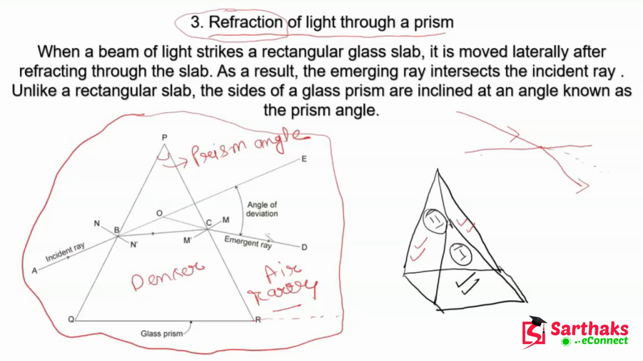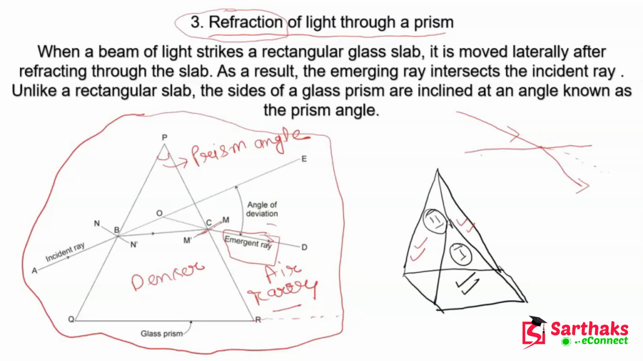And this ray is called the emergent ray. This is the incident ray and this is the emergent ray, which is emerging out. And this is the normal. You can see this M and M dash is the normal of this surface, and here the ray is bending away from the normal. I hope guys this is clear to you.